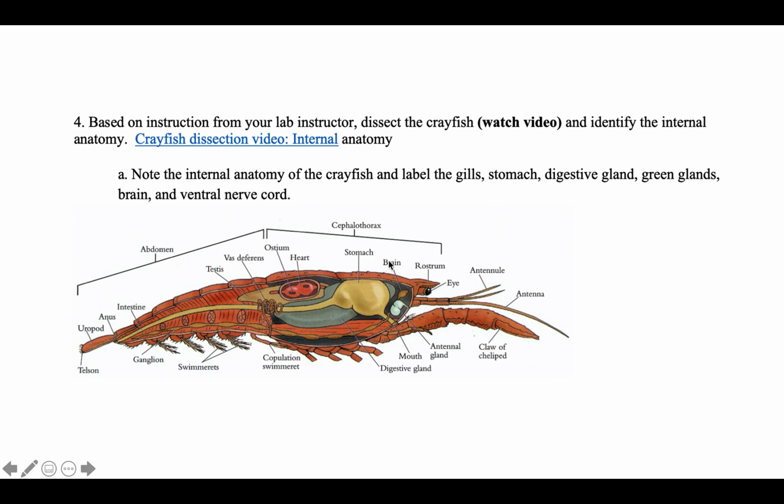So based on what we were talking about before, the crayfish, here's just the internal anatomy, okay? So we have all of these structures that you need to know: gills, stomach, digestive gland. In our crayfish, we have green glands. We also have a brain up top and a ventral nerve cord that basically lines the entire body.